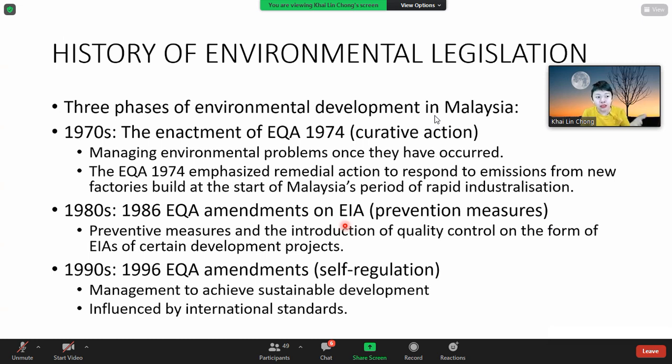Okay. 10 tahun ke depan lagi, bila dah masuk 90-an, EQA amendments, self-regulation, bertindak bermula dari diri sendiri. So management to achieve a sustainable development. And this is because does start be influenced by the international standards. Okay. Kita kena bermula dari diri kita sendiri. Bila diri kita dah ada kesedaran, barulah kita akan tergerak hati untuk menjaga alam sekitar kita.